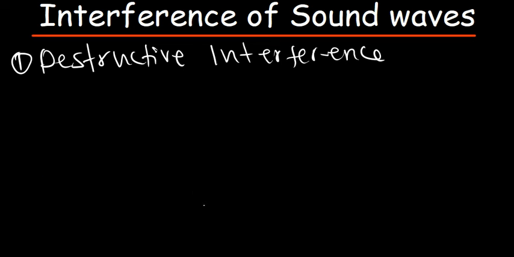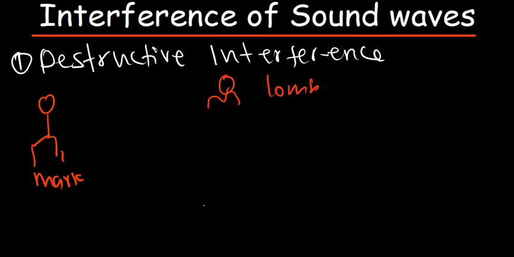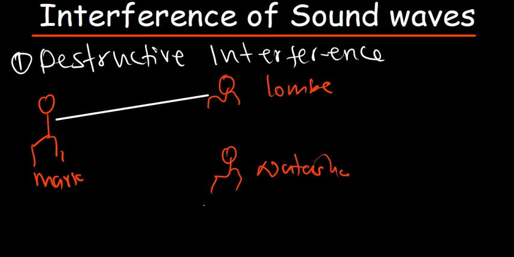Now, a basic example to understand destructive interference is this. Sometimes they'll call it relative minimum or intensity minimum. Let's say we have a person, Mark, and then two other people: Lombe here, and then Natasha. The distance from Mark to each of them is the same.